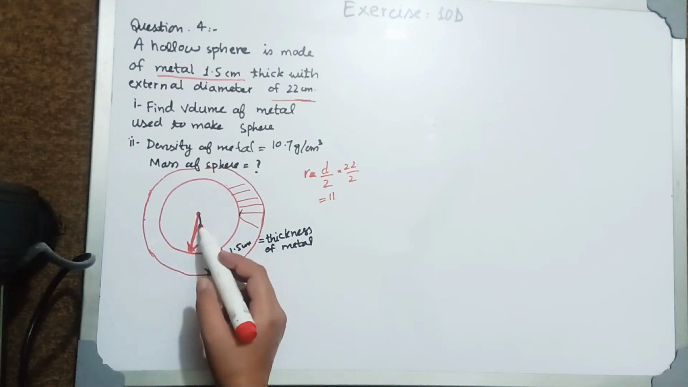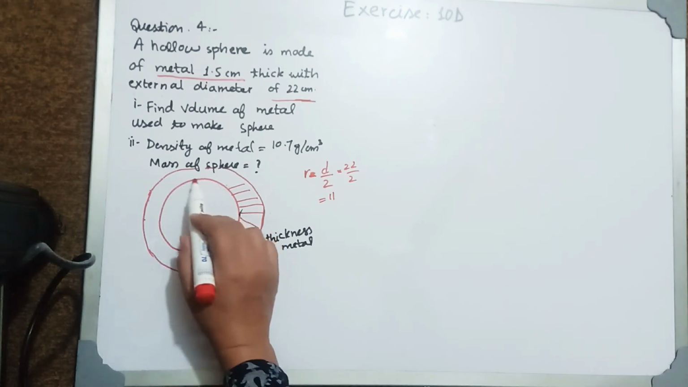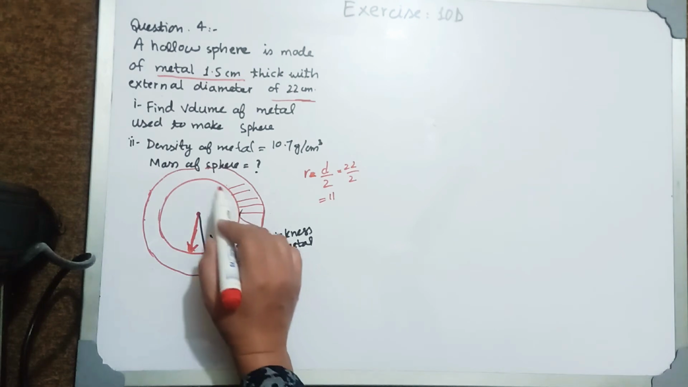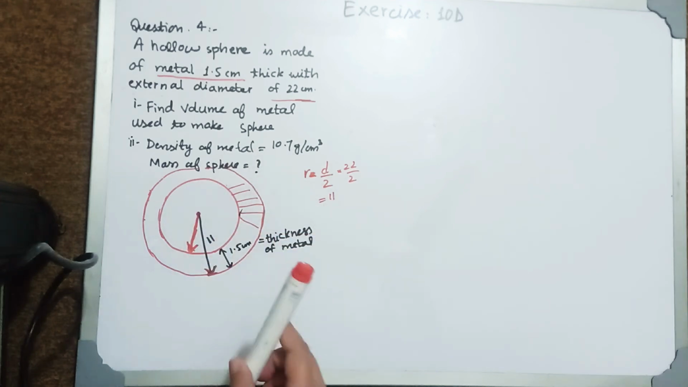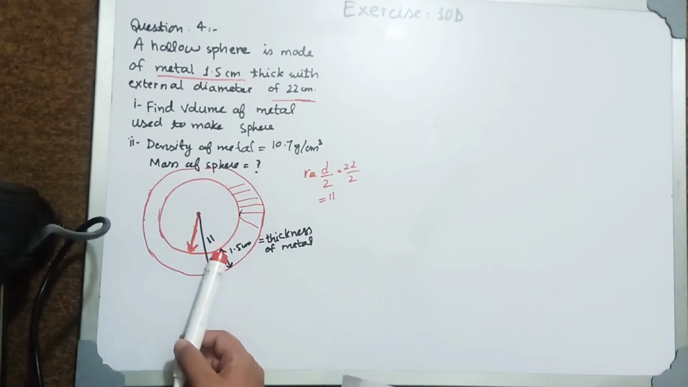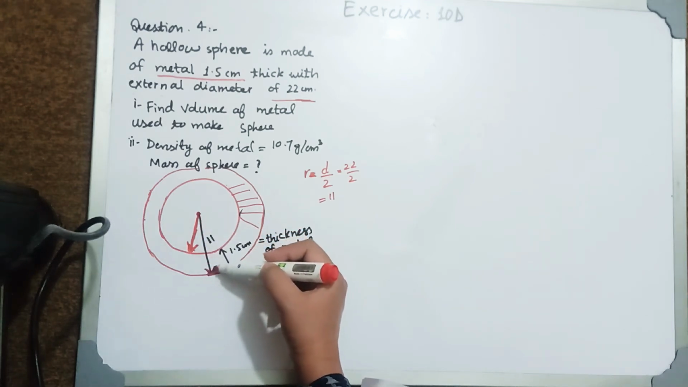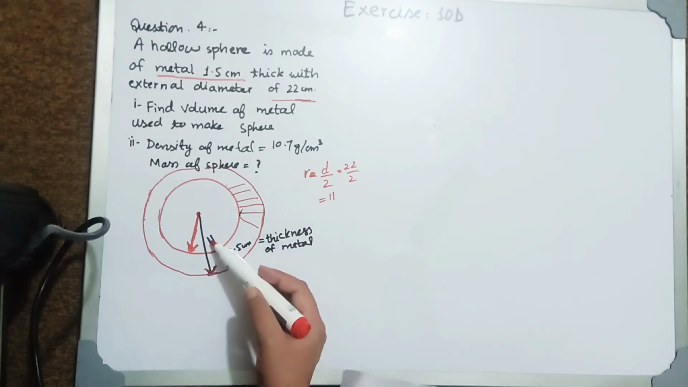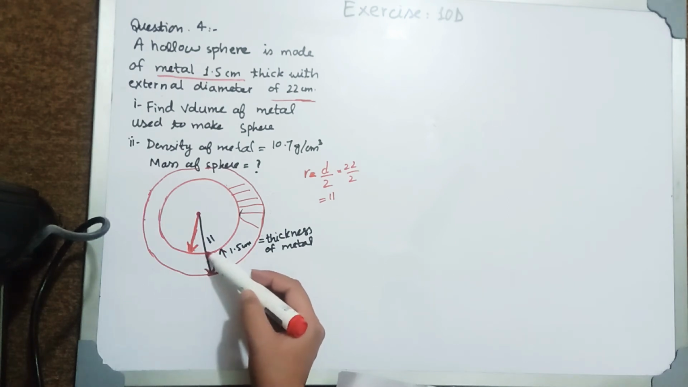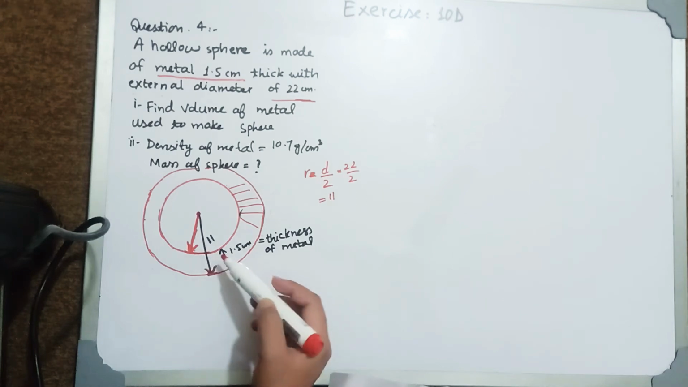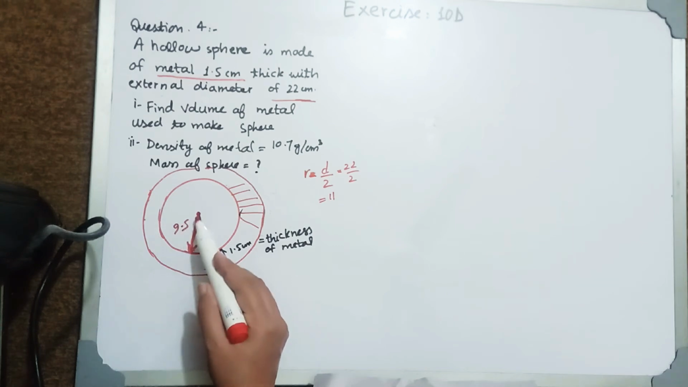Now how can we find the radius of the internal sphere, that is from this point O to this boundary, right? To find the radius of this sphere, we know that the thickness of metal is 1.5 centimeter, and we know that the radius of the external sphere is 11 centimeter. From this radius 11 centimeter, if I subtract the thickness of metal, then I get the radius of the internal sphere. So 11 minus 1.5 comes out to be 9.5, which is the radius of the internal sphere.